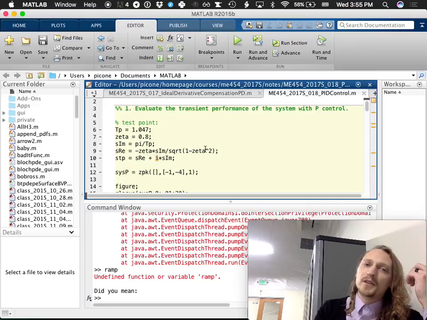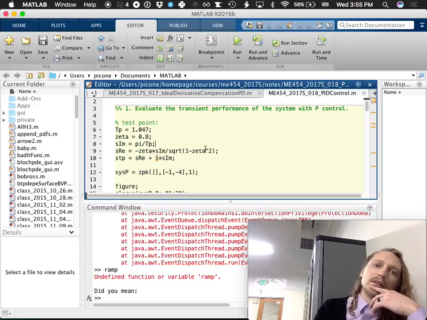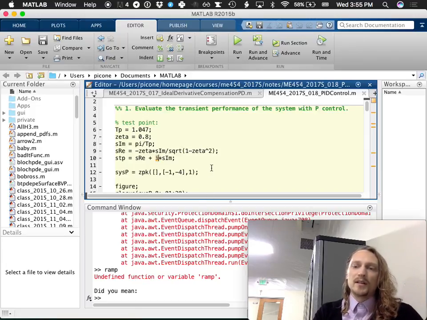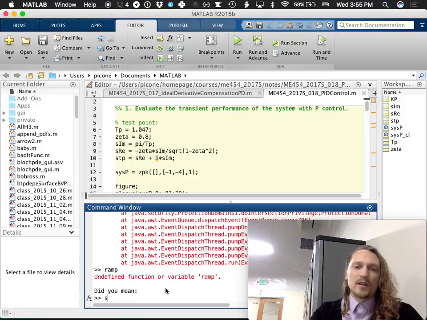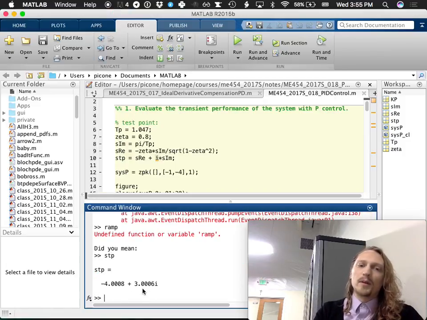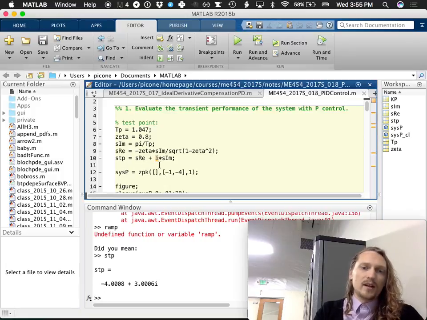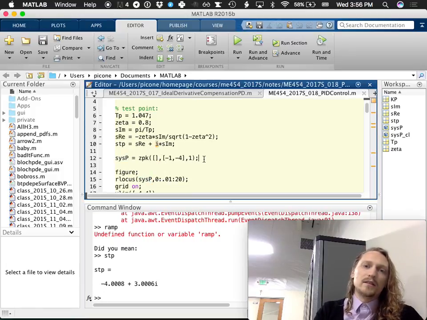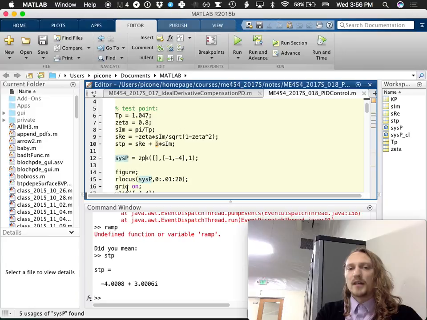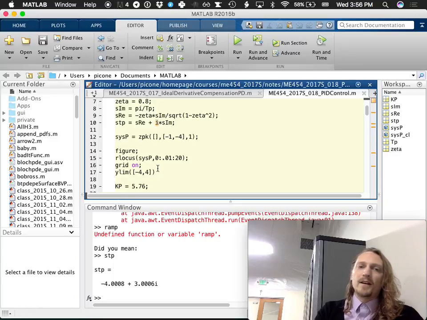So I put in our parameters, our specs. TP should be 1.047, zeta should be 0.8. So I computed what the imaginary part should be, the real part should be, so all the stuff that we just did. And I compute that STP should be -4 + J3 approximately. And I build the system, the proportional design system. SysP is going to be for the proportional design. -4 and -1 are our two poles, open loop. We're going to do a root locus on that, and I'm going to specify to go in small increments up to 20.